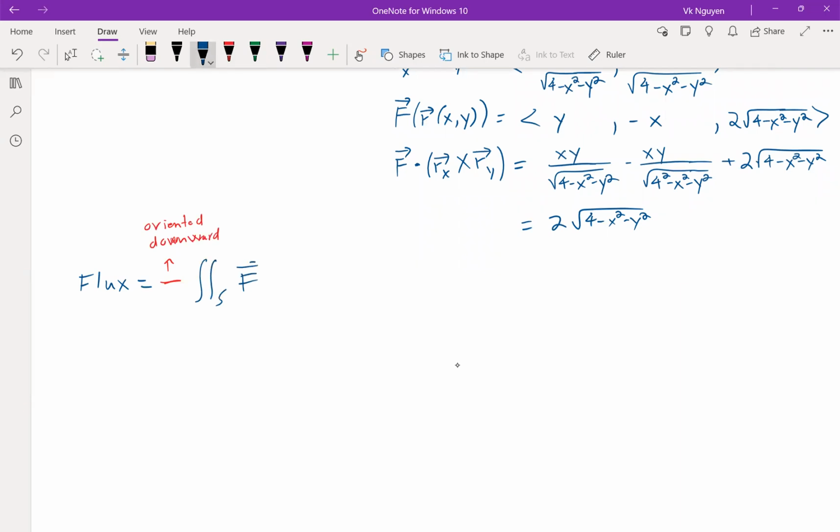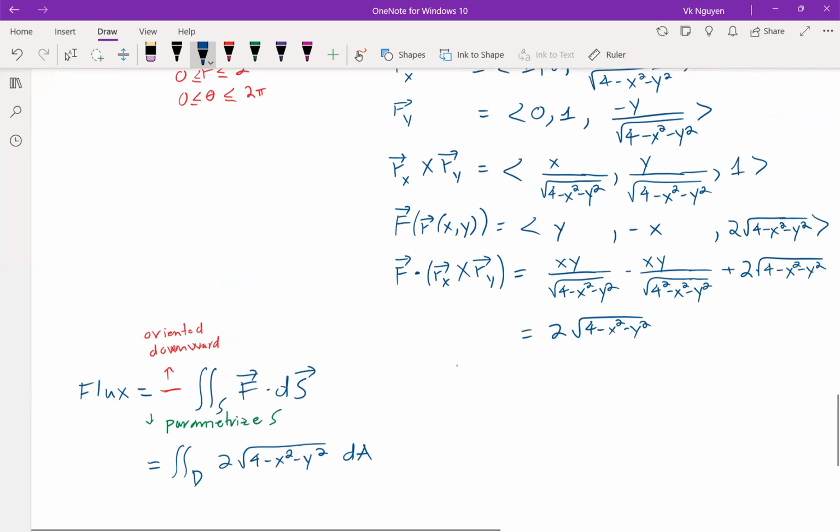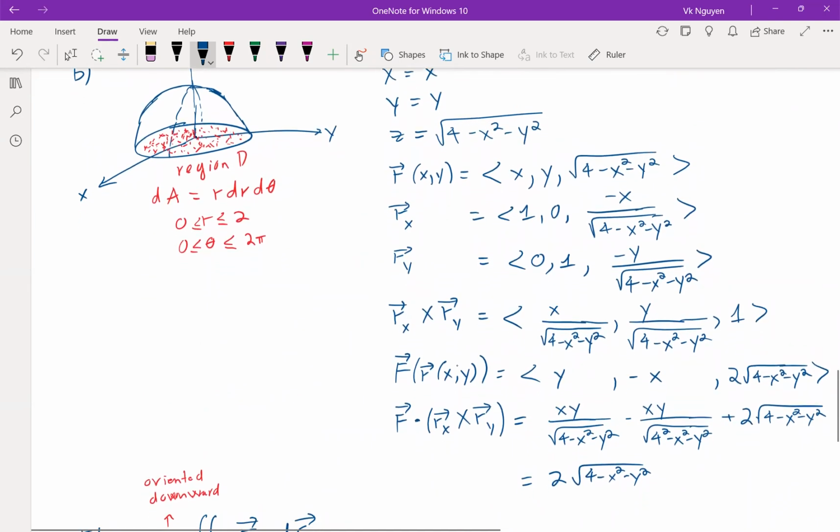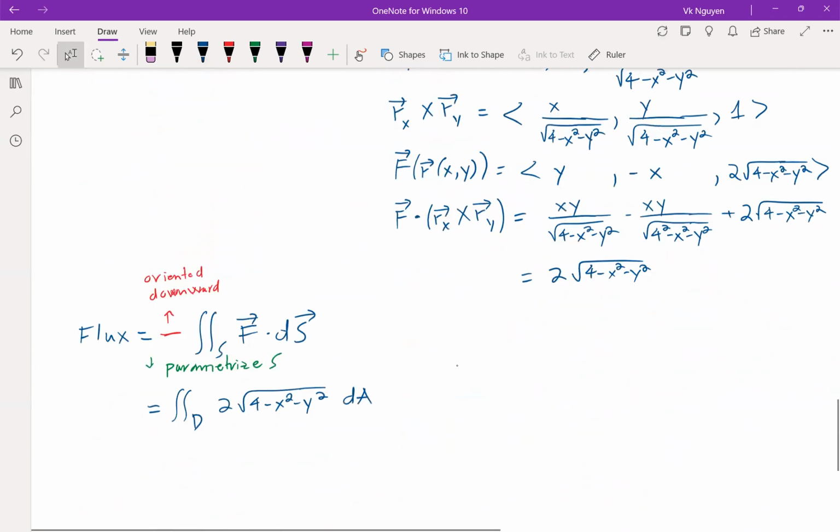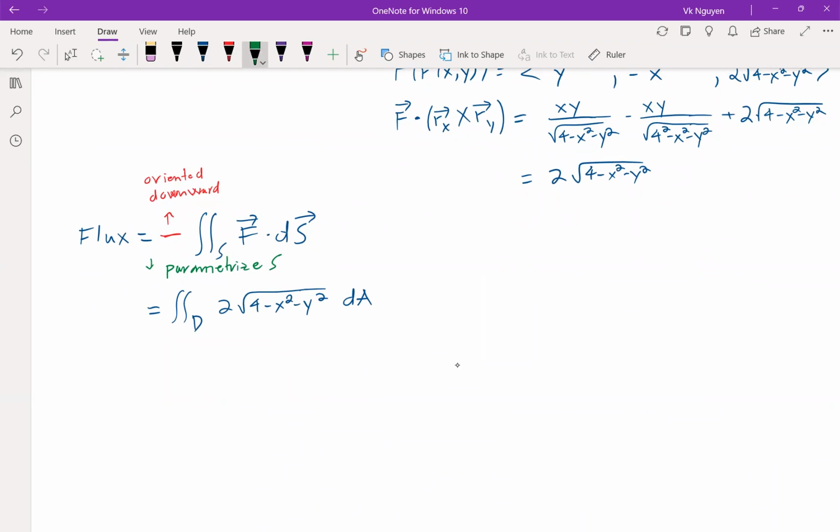The double integral of F dot dS, right? And we parameterize S. So when we parameterize S, what we have is the double integral over the region D of 2 root of 4 minus x squared minus y squared dA, right? And then look at the region D here. It's the disk, so you can use polar coordinates: 0 to 2 pi, 0 to 2, 2 root of 4 minus r squared dr d theta.